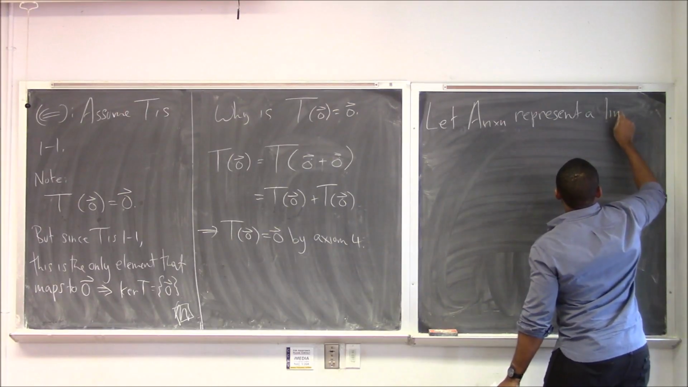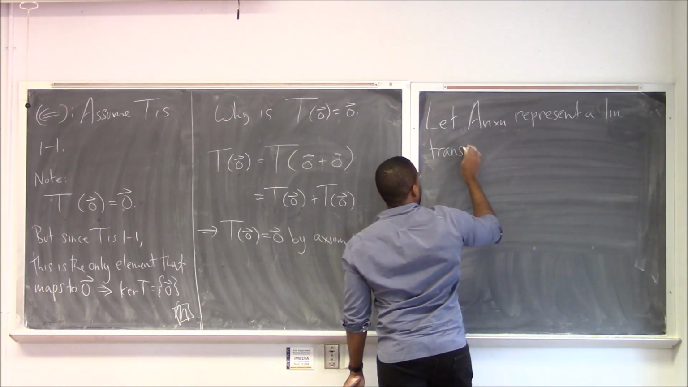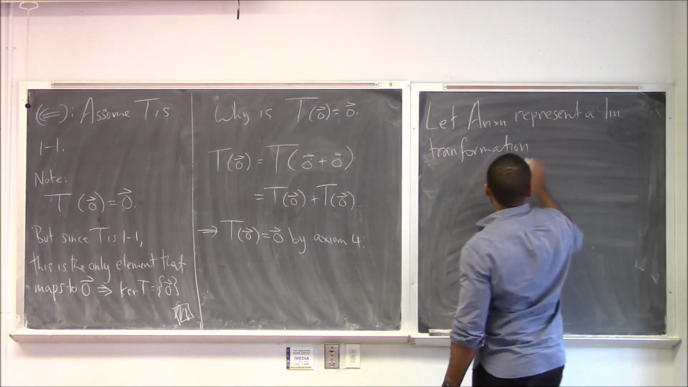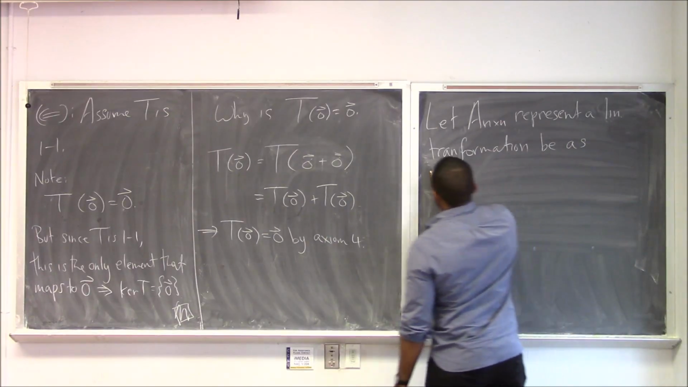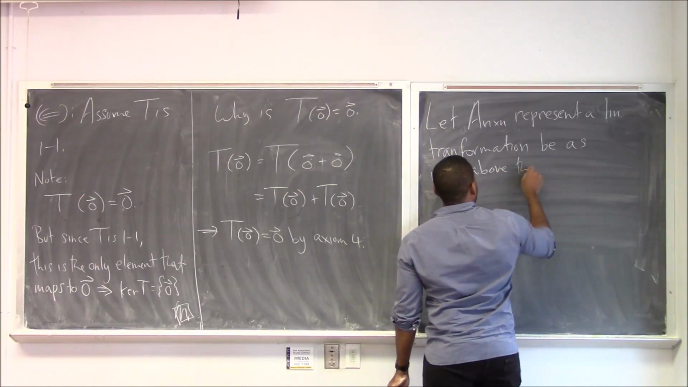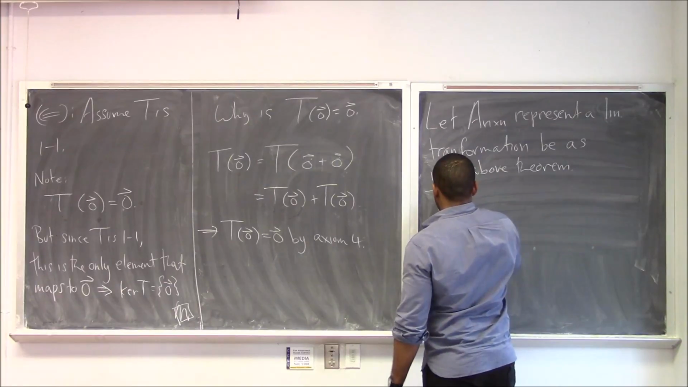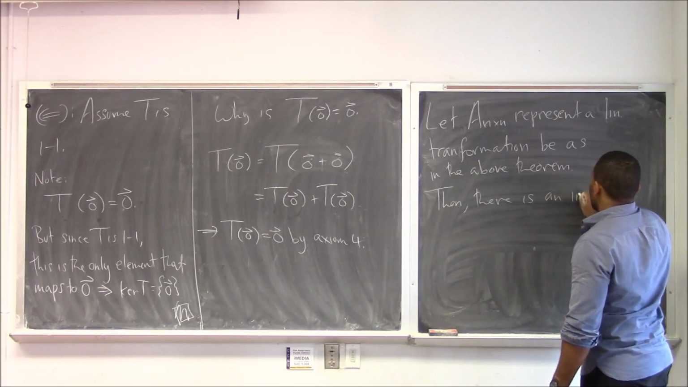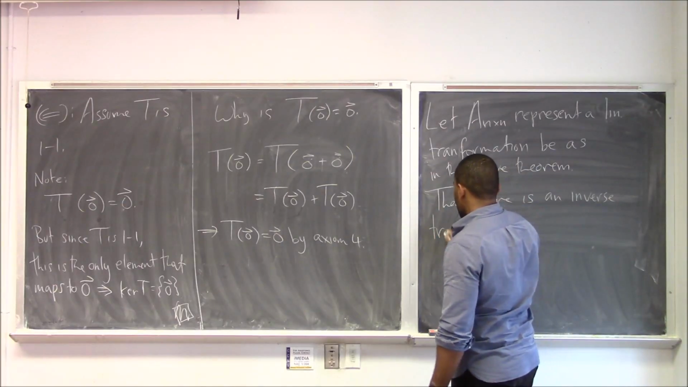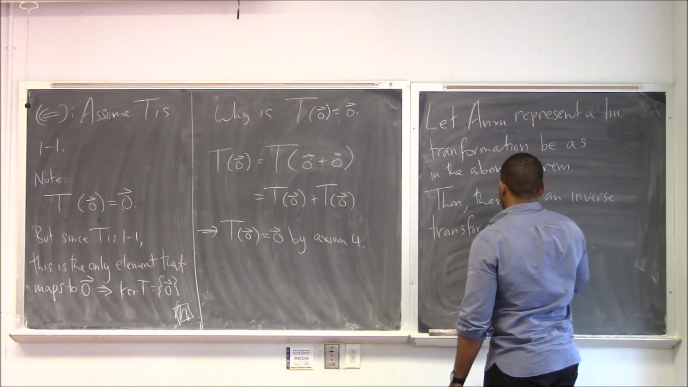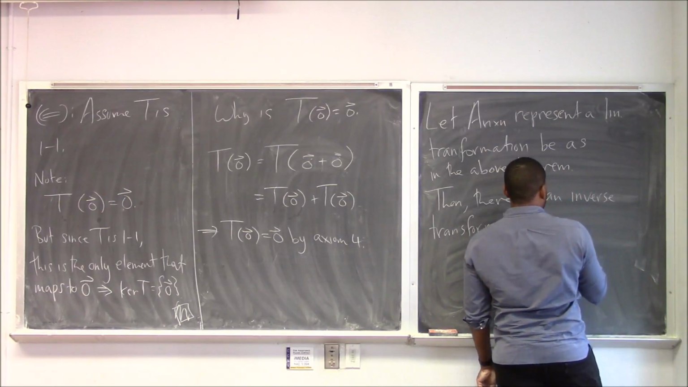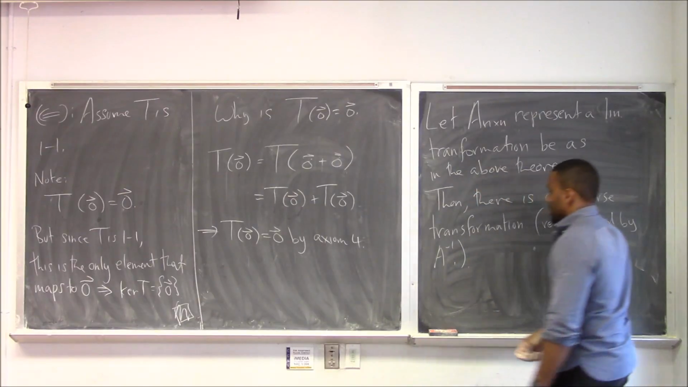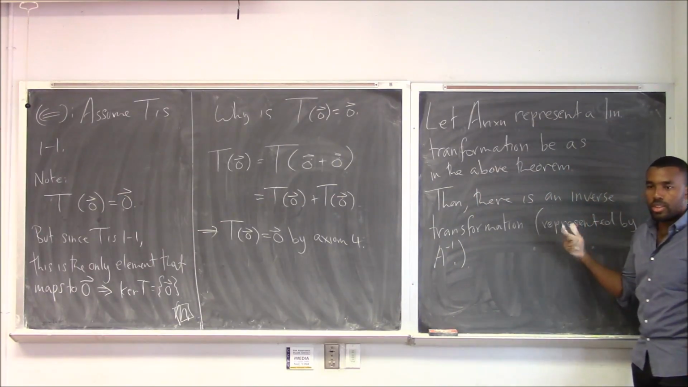Let A represent a linear transformation. So it's a matrix, but I'm thinking of it specifically as a linear transformation. Be as in the above theorem. Then there is an inverse transformation. By the way, specifically, this will be represented by the inverse matrix. And you can think of inverse here in the sense of functions, you know, like when you have invertible functions.